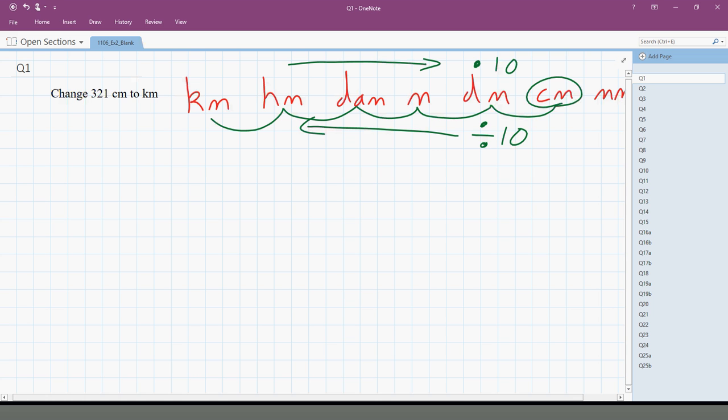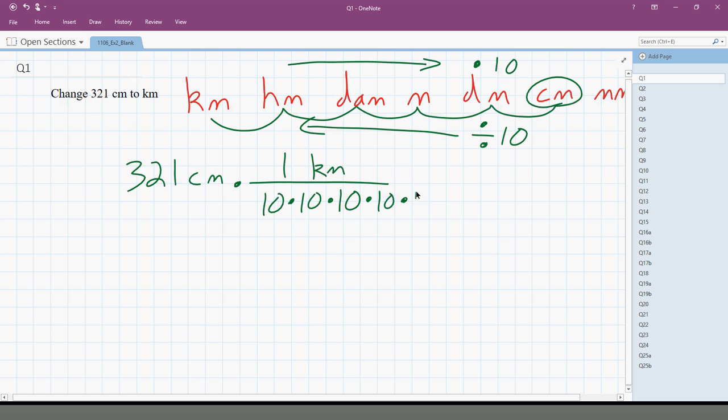So if we're thinking along the lines of dimensional analysis, that's 321 centimeters. And what we're going to multiply it by is 1 kilometer over 10 being multiplied 5 times, because that's how many centimeters it's going to take us. And then in the end, we end up with what number?